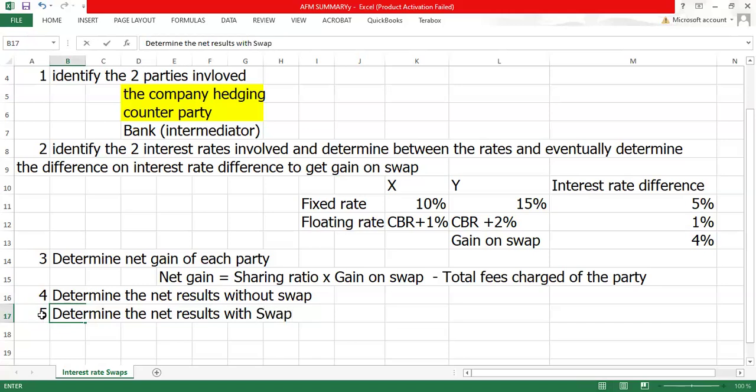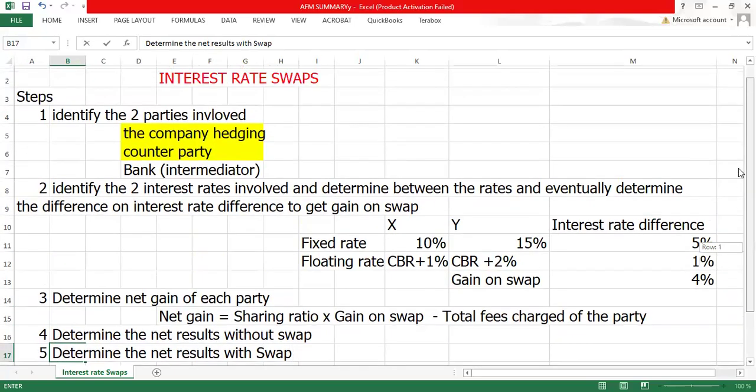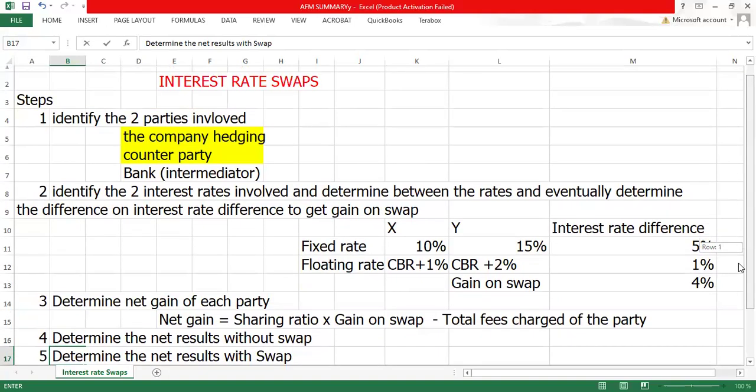That will be your last step. So how do we determine the net results without swap? How do we determine the net results with swap? We are going to see this practically. But these are the steps you will always need to handle a question about interest rate swaps.